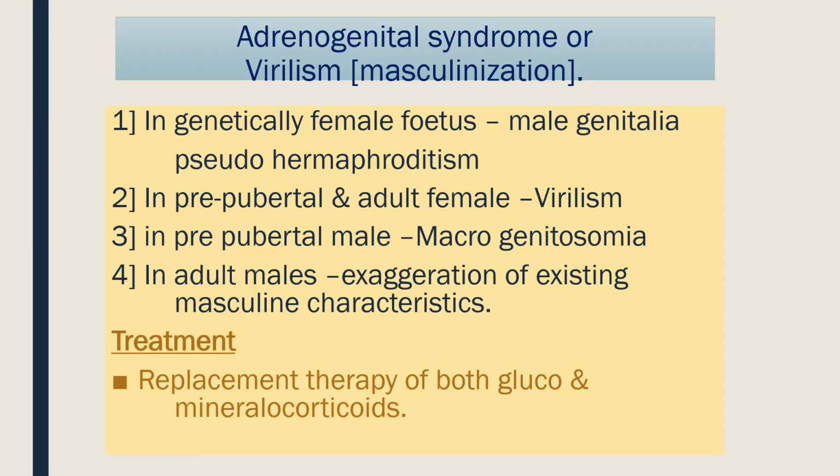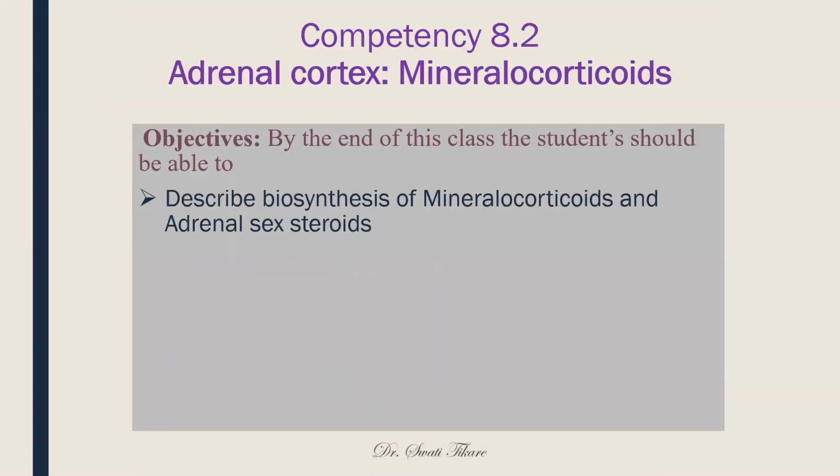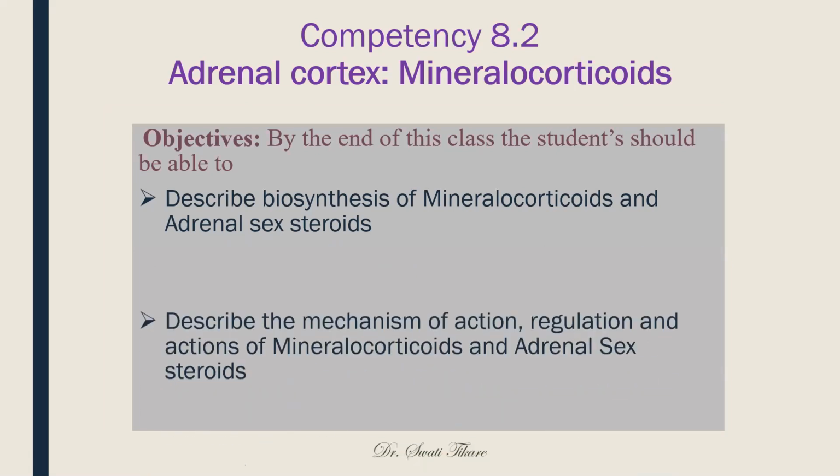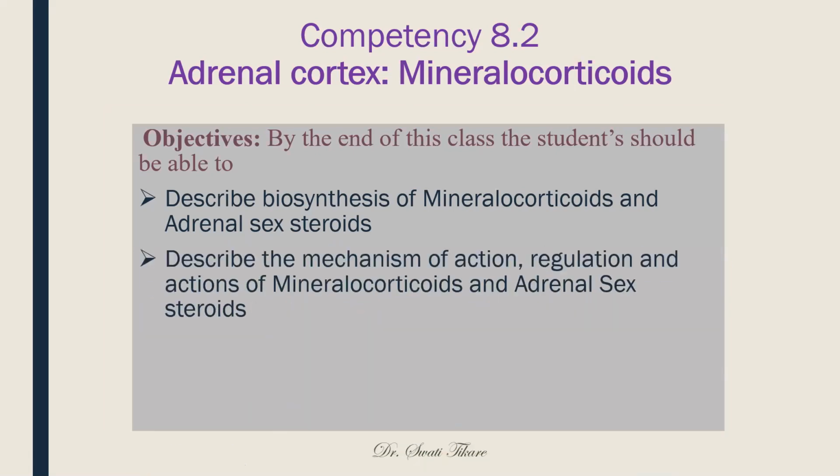So we have completed in today's class how to describe the biosynthesis of mineralocorticoids and adrenal sex steroids. You have to remember all the enzymes, so please go back and practice them. Describe the mechanism of action of the steroids, the genomic action and non-genomic action, and regulation via the negative feedback mechanism, the renin-angiotensin mechanism, and by the sodium and potassium levels themselves. Then the adrenal sex steroids, what their actions are in the fetus, in the adult and at puberty, everything we have seen.